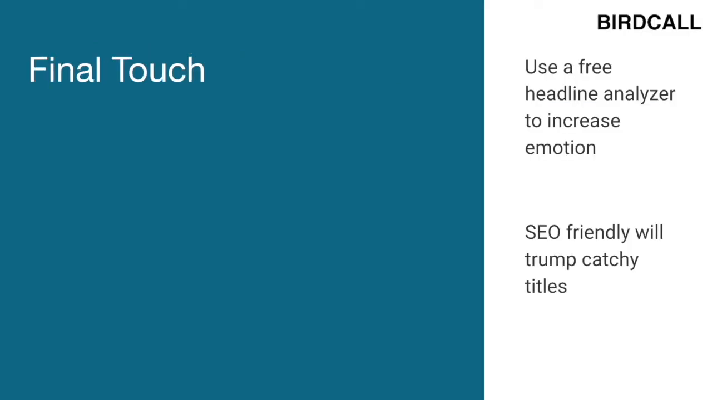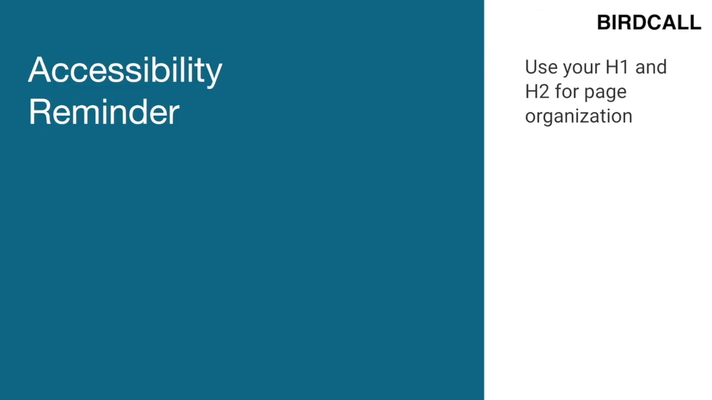Your final touch after you've written what you think is a good title is to use one of the free headline analyzers you can find online to increase emotion. This is just to think about whether maybe using some kind of adjective could attract more people and help it be more meaningful. But I want to caution you. Being SEO friendly and really straightforward will always trump a catchy title. So sometimes on your website, it is a great thing to just use a really straightforward title. And then for something like social media where you might be promoting the article, you could then write something that might grab attention more. I want to remind you about accessibility as well.